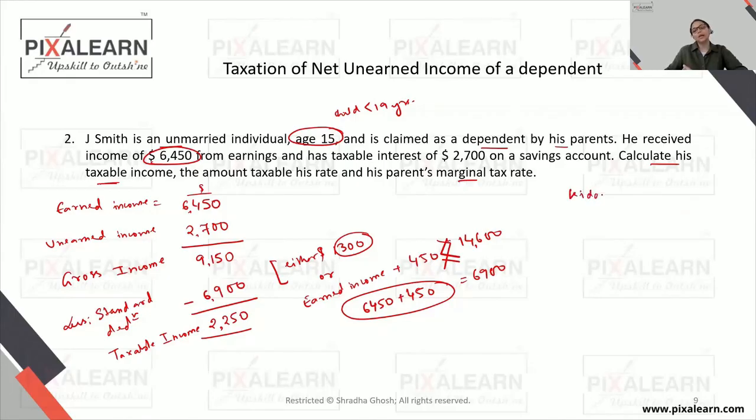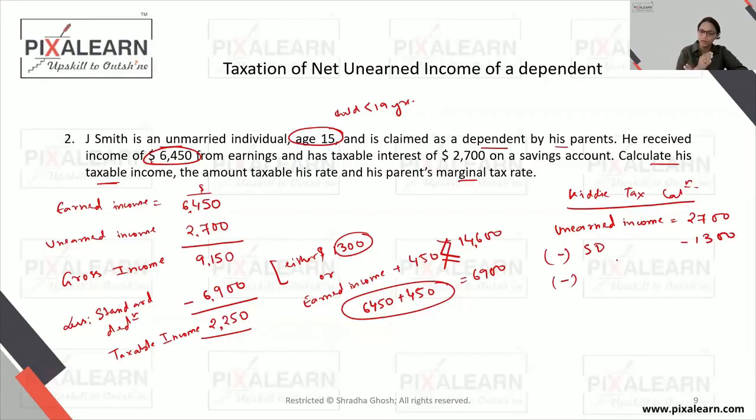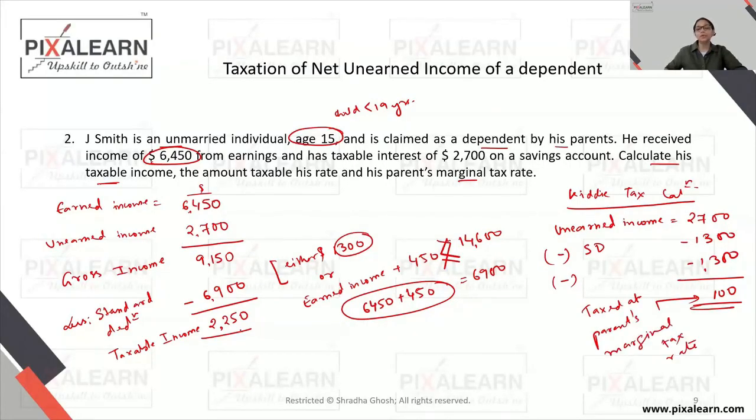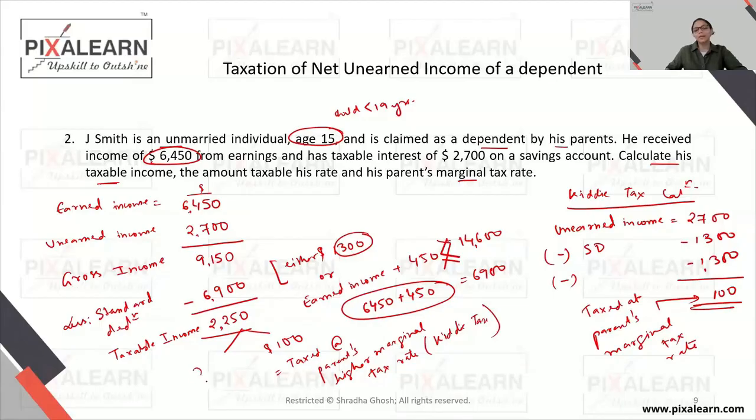So we say, okay, if I have to do a kiddie tax calculation, I'm going to first start with the unearned income, because I'm not going to put kiddie tax on the earned income of the individual. So unearned income would be $2,700. From there, I'm going to deduct the first amount, which would represent my standard deduction of $1,300, and the second amount, which could be the higher of the $1,300 amount or the amount spent for earning the unearned income, whichever is higher. So in my example, it is still $1,300. So I know that $100 would be taxed at the parent's marginal tax rate. So out of 2,250, I would have $100 that would be taxed at the parent's higher marginal tax rate, which would be termed as kiddie tax, and the balance 2,150 would be at the dependent's tax rate.